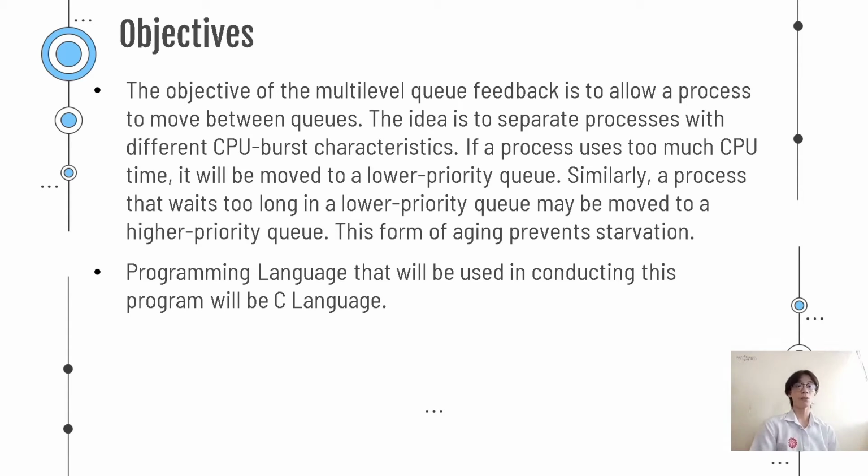The definition of a multi-level feedback queue scheduler makes it the most general CPU scheduling algorithm. It can be configured to match a specific system under design. Unfortunately, it also requires some means of selecting values for all the parameters to define the best scheduler. Although a multi-level feedback queue is the most general scheme, it is also the most complex. And the programming language that will be used in conducting this program will be C language.